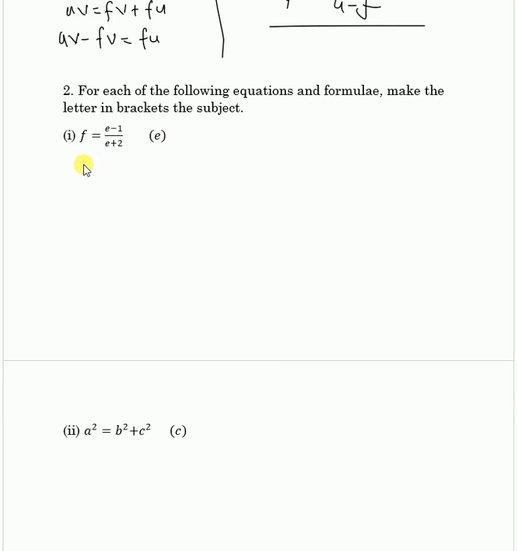So what we are going to do here, we have f over 1 equal to e minus 1 over e plus 2. We shall cross multiply, and we have 1 times e minus 1. 1 times anything is equal to that anything. So we have e minus 1. This one is equal to, we shall multiply f times this, where we shall have f into e plus 2.